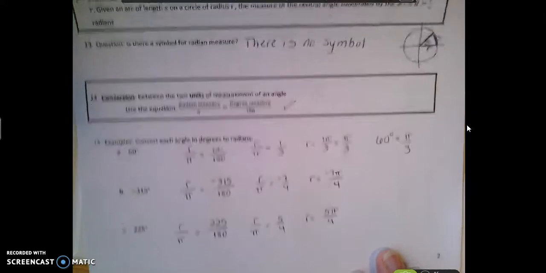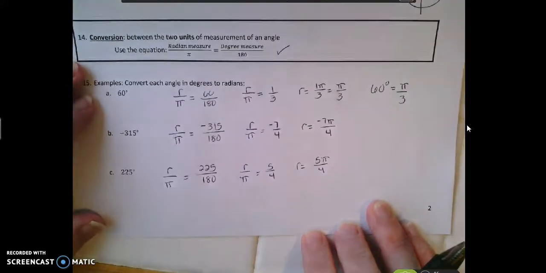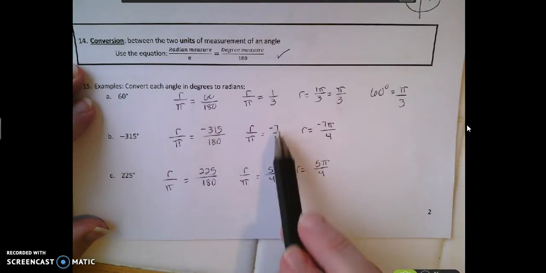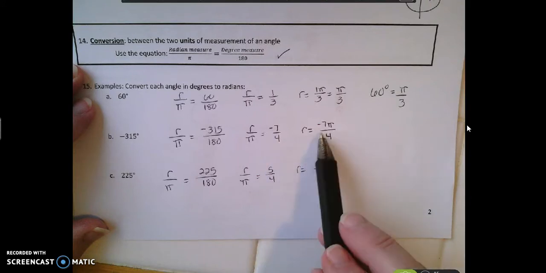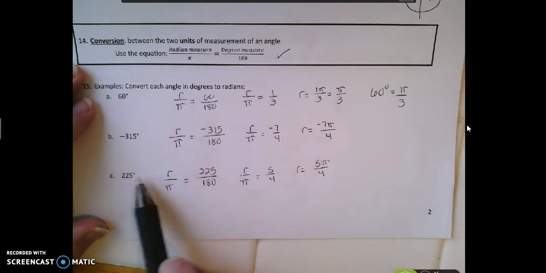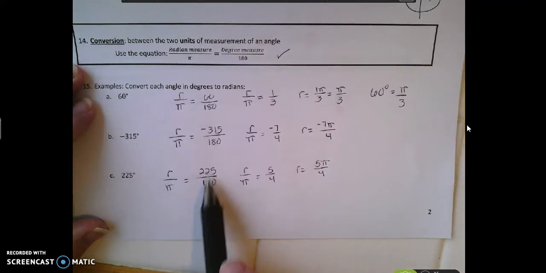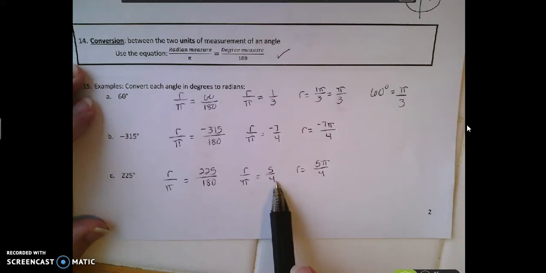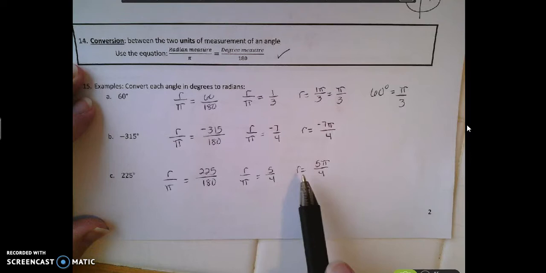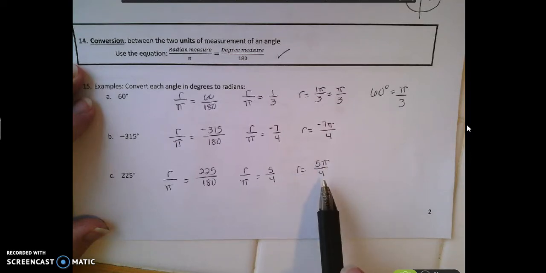Okay, here's our next one. We have negative 315 degrees, so we put negative 315 over 180. We reduce this fraction and get negative 7/4. So the radian measure is negative 7 pi over 4. Next, 225 over 180. Reduce that fraction to 5/4. Then cross multiplying, I end up with radians as 5 pi over 4.